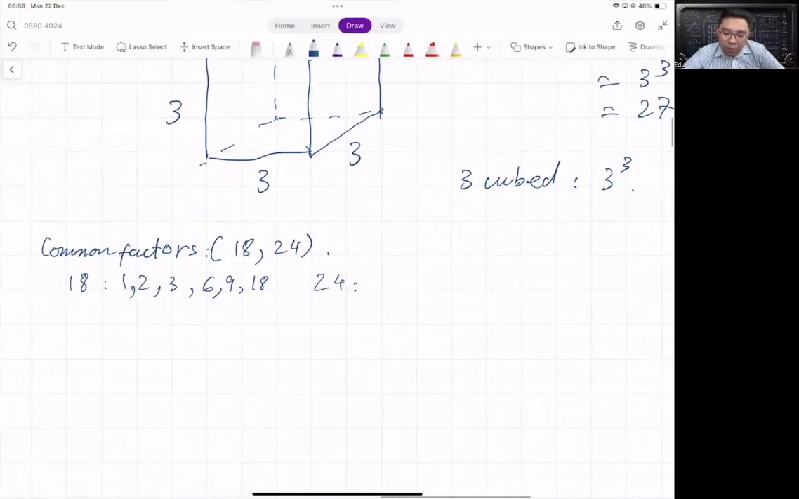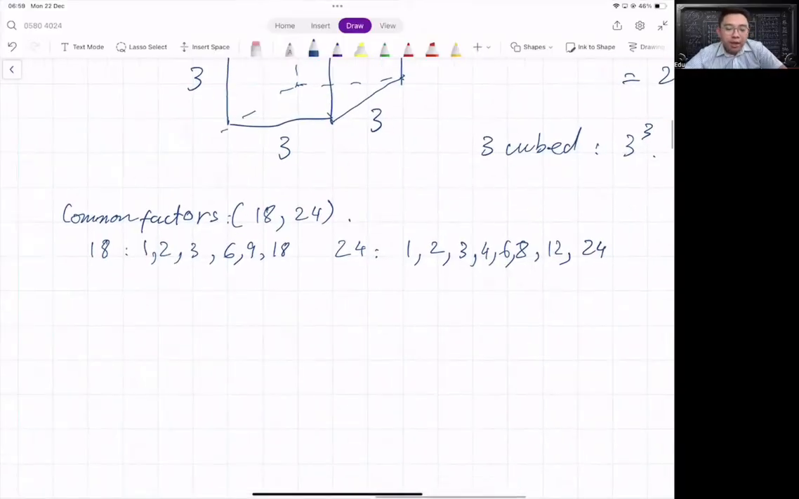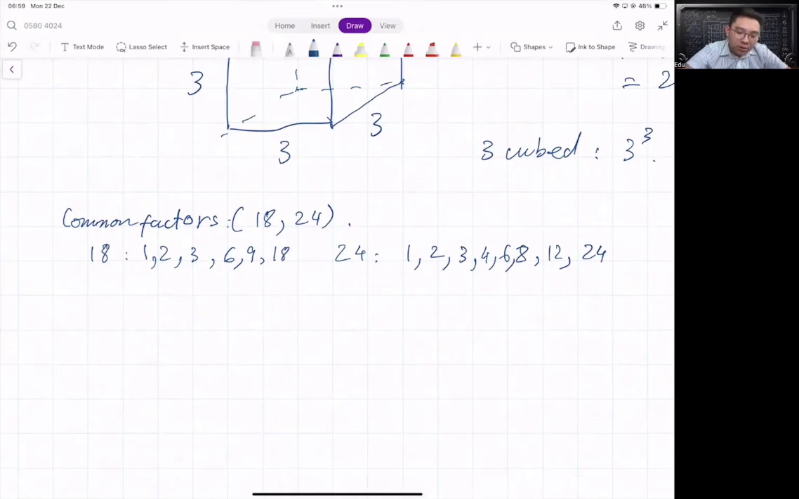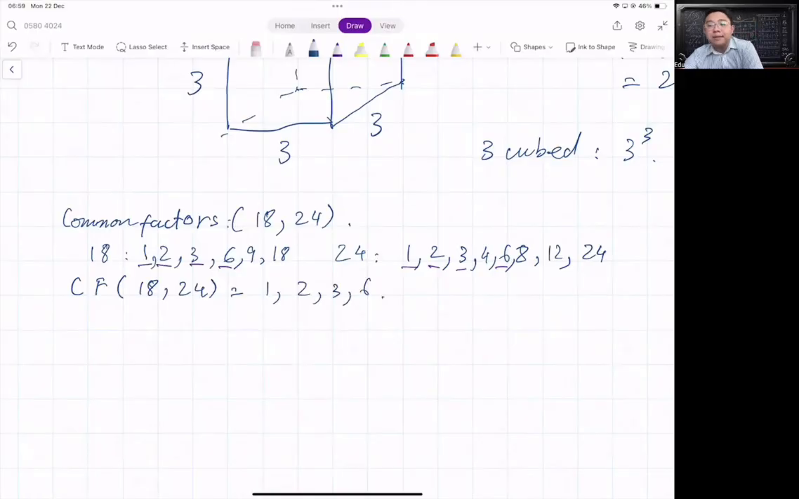For 24, we have 1, 24, 2, 12, 3, 8, 4, 6, and then 5, no, and that's it. Then we choose the common ones: 1 is definitely common, 2, 3, no 4, 5, 6, 9, 12, no more. So we will say the common factors of 18 and 24 are 1, 2, 3, 6. That's it.